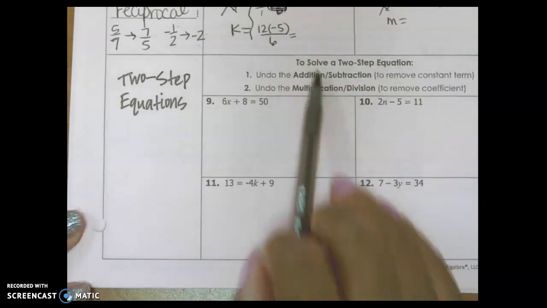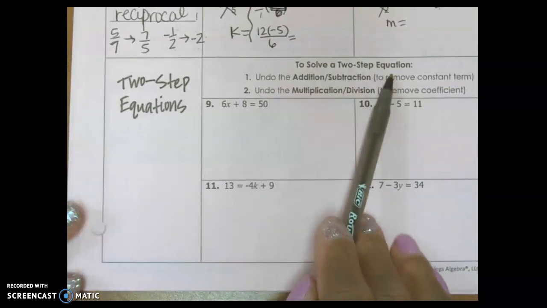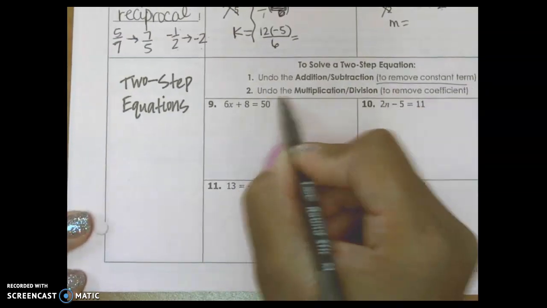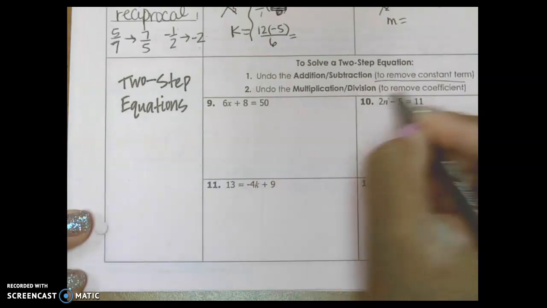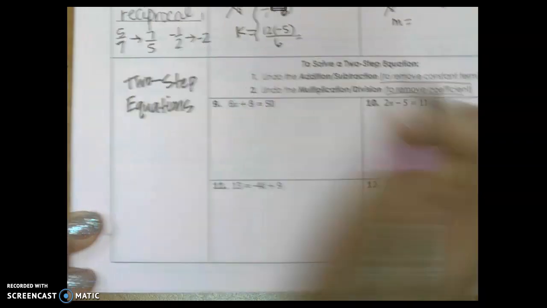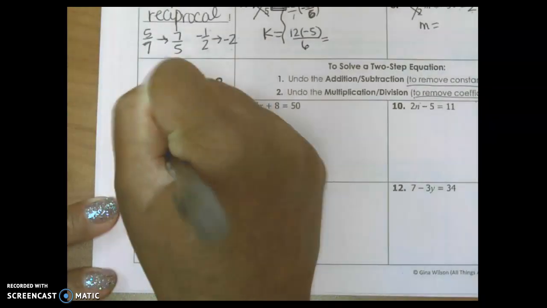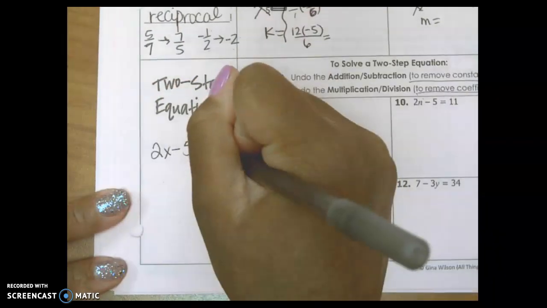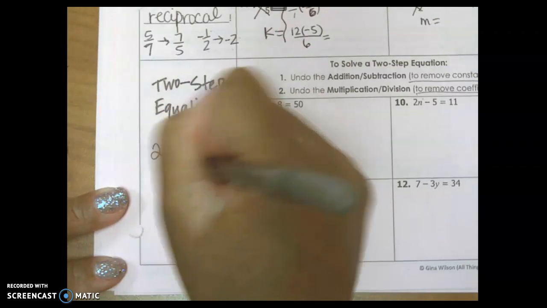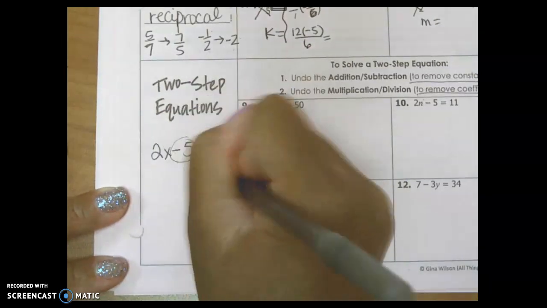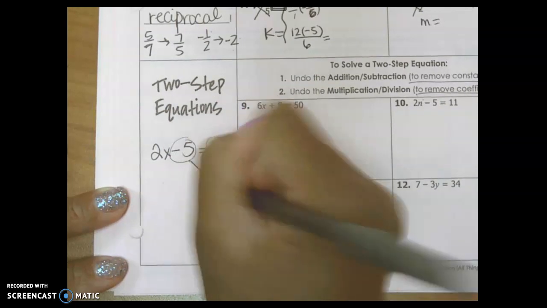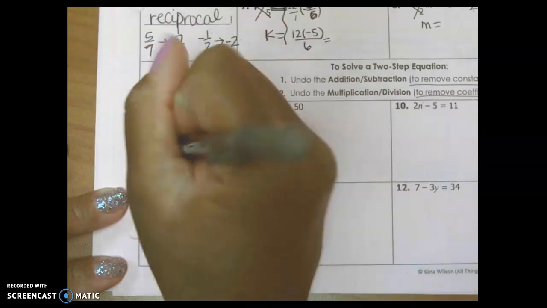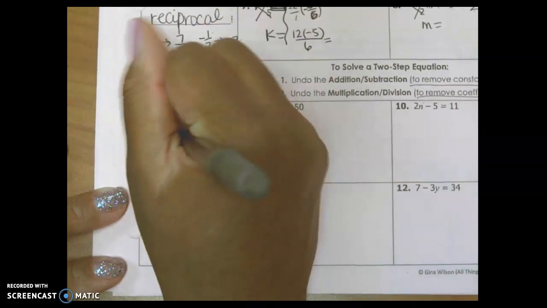All right, now they do the two-step equations. In order to solve a two-step equation, you must undo the addition and subtraction to get rid of the constant. And then you undo the multiplication and division to get rid of the coefficient. The coefficient is a number that's attached to the variable. So I have 2x minus 5 equals, let's say 11. The negative 5 and the 11, those are constants. They have no variable with them. The 2 is a coefficient.